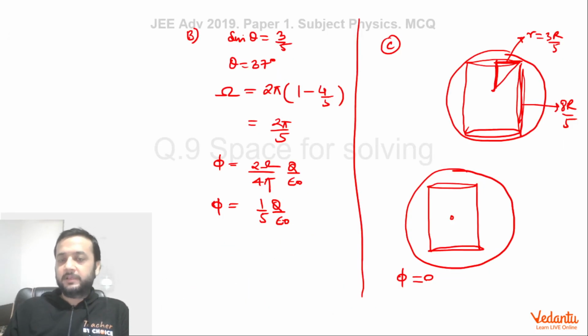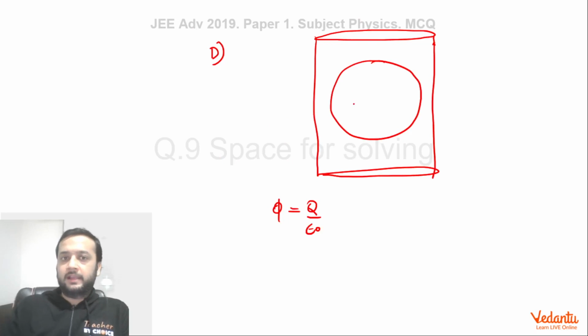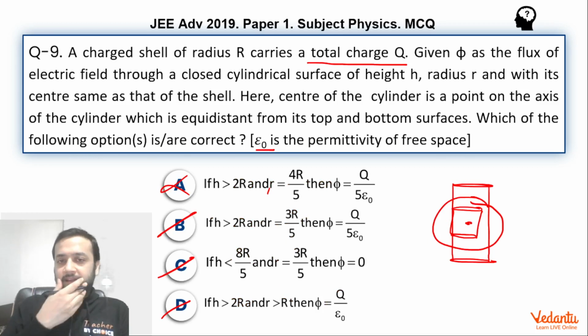C and D still will be correct because however the charge is distributed, if the whole cylinder lies inside the shell, then there is no charge inside the cylinder, so phi should be 0. And in option D again, if the whole shell lies inside the cylinder, in that case flux will be q by epsilon naught irrespective of the charge distribution.